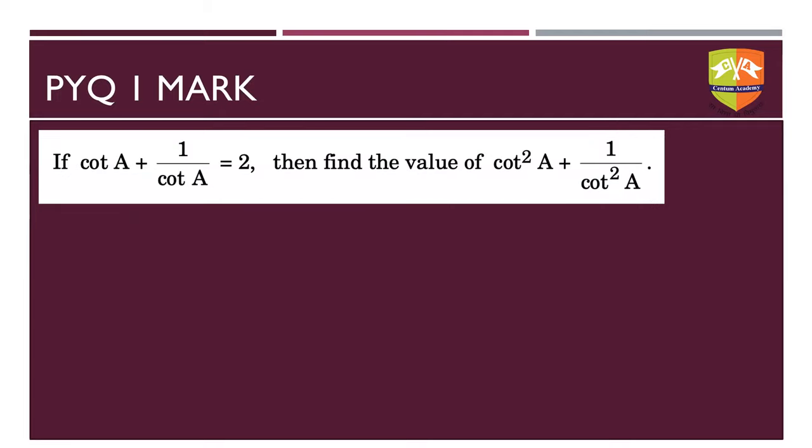Okay. Do this. Cot A plus 1 by cot A is 2. Then find the value of cot square A plus 1 by cot square A. See, all these questions can also be asked in two marker format as well. So don't think that all of them are one marker. There are multiple questions down there in the slides.